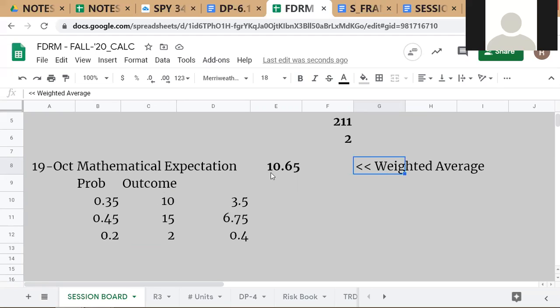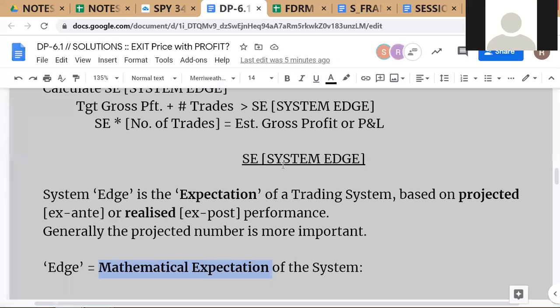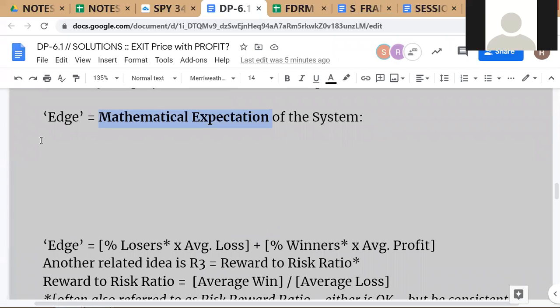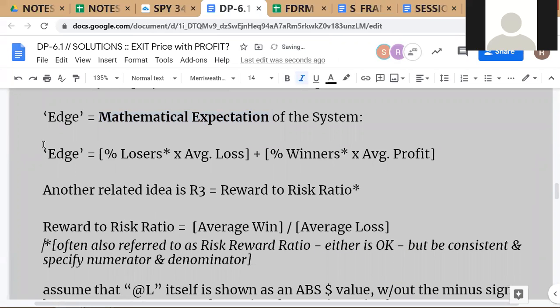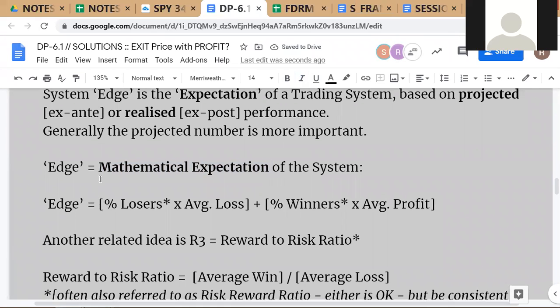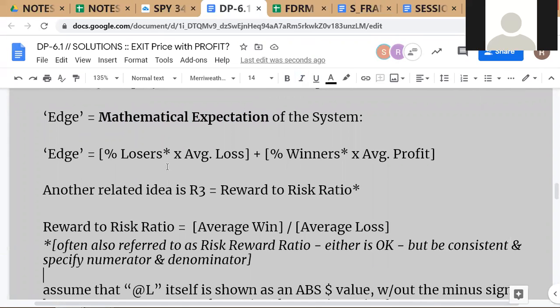Similarly, when we come to the mathematical expectation of the system edge, that's why I removed it, because I wanted to get the answer from you. All right. So the way we write the system edge is like this: percentage losers times average loss. This is your maximum risk per trade. Average losing trade, you should be losing only the maximum risk per trade, not more. Plus percentage winners times average profit. Now, this is the equation of the system edge. As you can see, this is exactly the same as the mathematical expectation of the system.